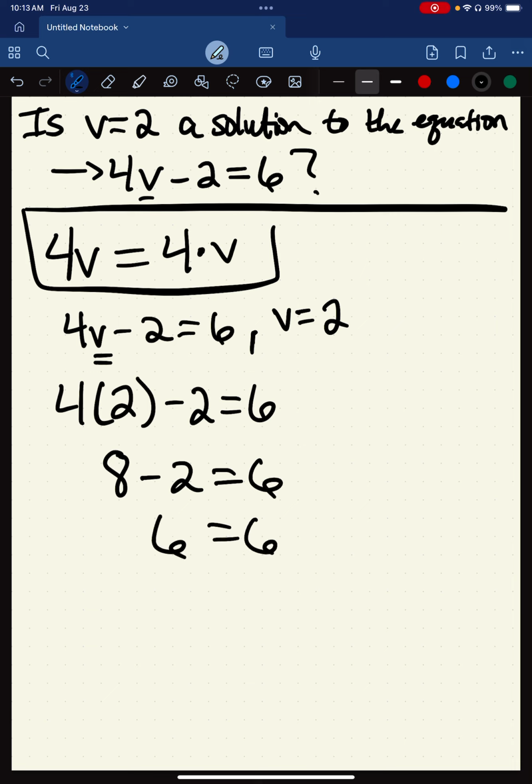Now, whenever you plug this in and it comes out true, it looks reasonable. So this is reasonable, right? 6 is 6. We're going to put a check mark there and say, yes, v equals 2 is a solution. But this particular equation is only going to have one solution. So let's look at what happens if v was any other number.